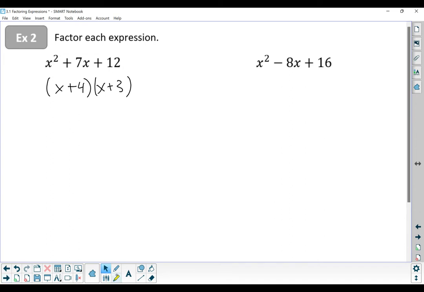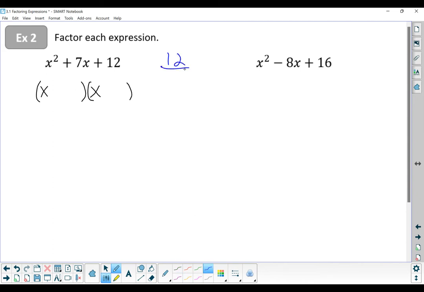I did this one a second ago to show you that when you look in your notes, sometimes you can't tell where the factors came from or what the process was. So let's go through this one. We set up our two sets of parentheses, we fill in our leading x's, and we think about that number 12. 12 is 1 times 12, 2 times 6, 3 times 4. We're looking for a combo that helps us with that middle term of 7x. So this is the combo that we want, and these are both going to be positive.